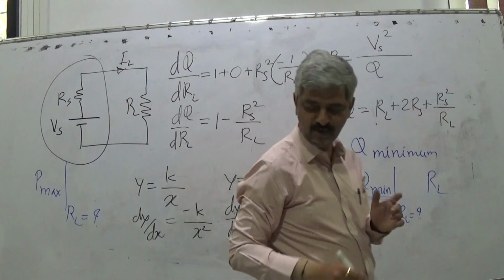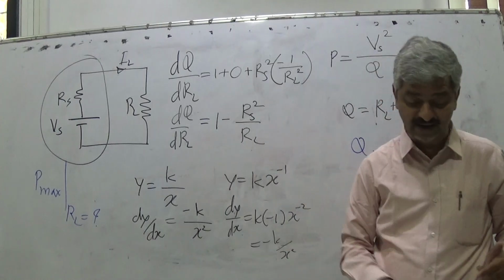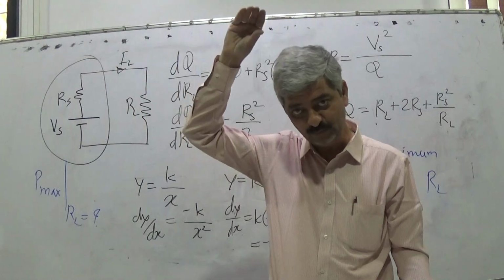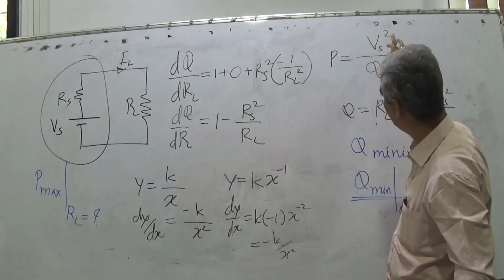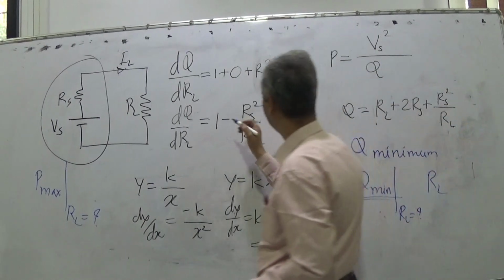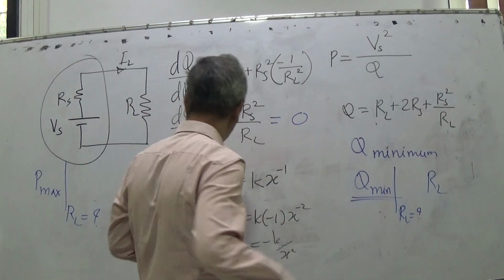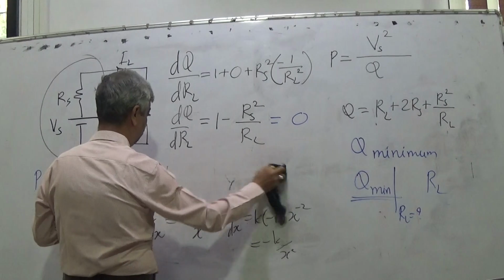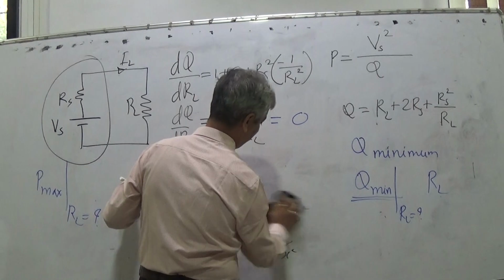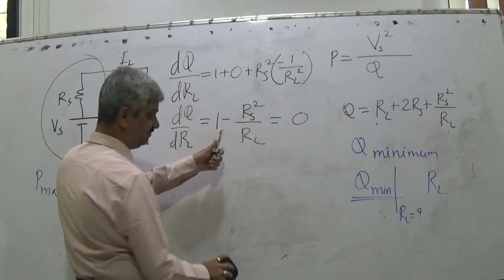That is the denominator. Differentiation of the denominator of the expression is this. When the numerator is, the expression for power will become 0. Power is Vs square upon Q, when this becomes minimum. So Q minimum will occur when this becomes 0. When this becomes 0, what does it mean?